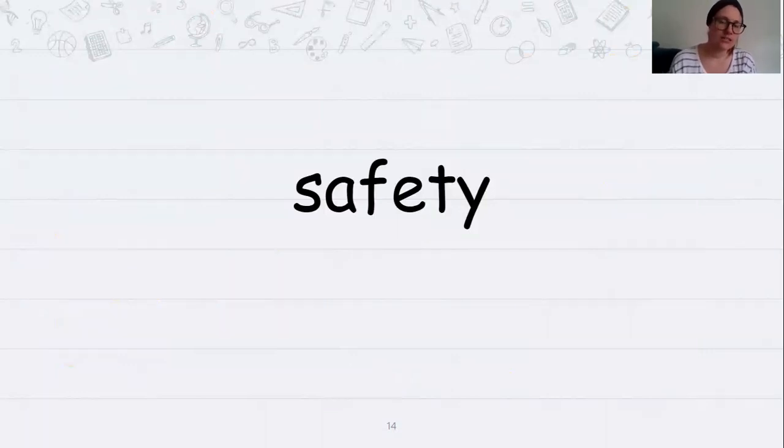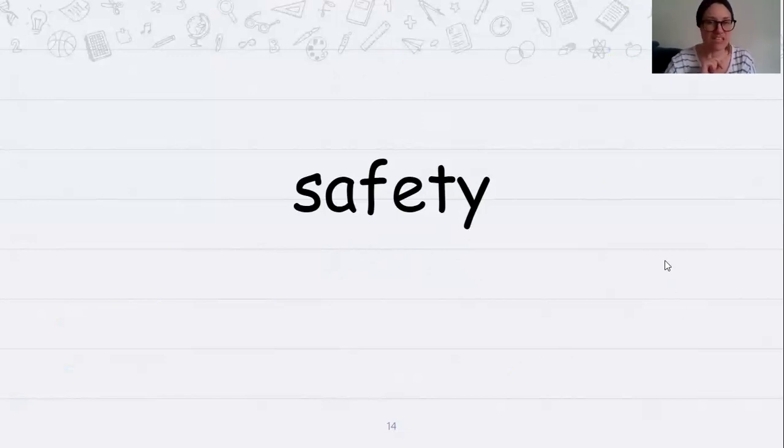Is this a consonant or vowel suffix? That might be a tricky question. The ty suffix, consonant or vowel suffix? If you said consonant suffix, you are correct, and that is because it starts with a T, which is a consonant. Good, so this is a consonant suffix.